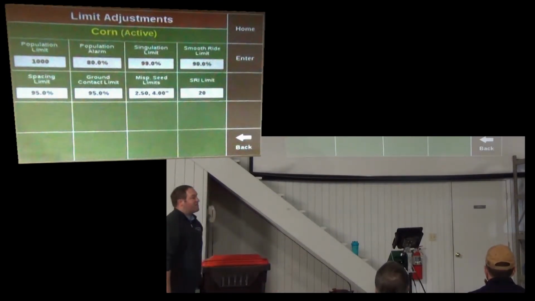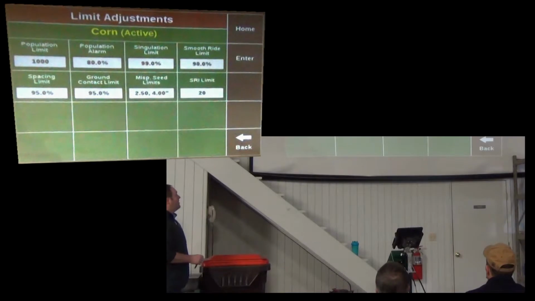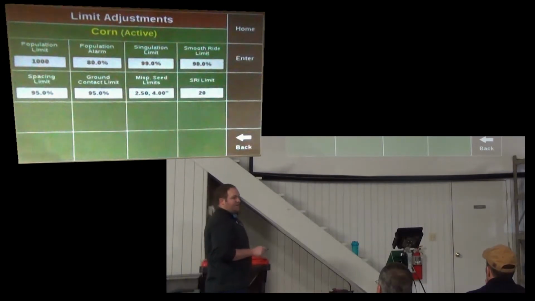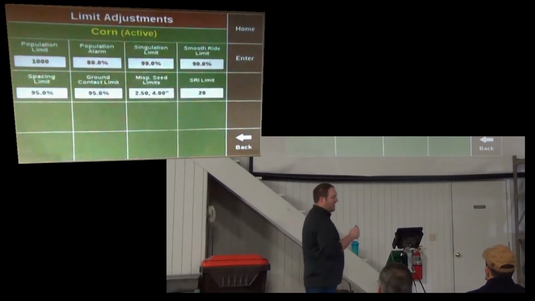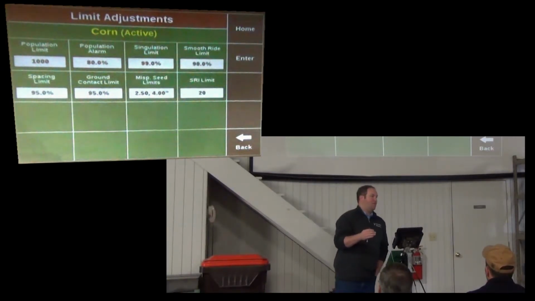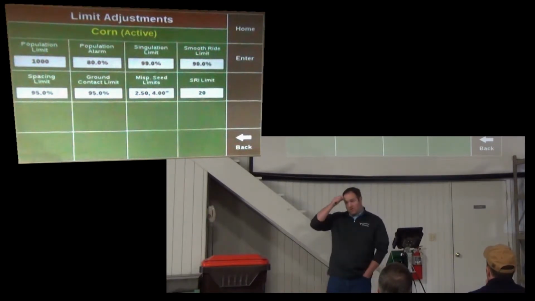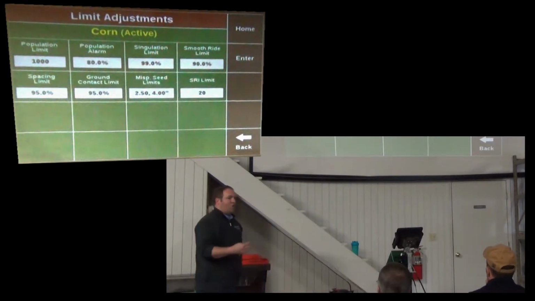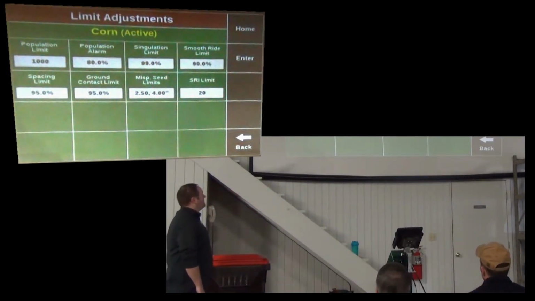Alright, so the first thing is the population alarm. So 80%. Whatever, you can touch any of these boxes and change the number. Population alarm defaults to 80%. So that means when you are planting 80% of your target, you're going to get an audible alarm. It's going to make a sound, whatever sound selection you have. So it's indicating a row fail. In the same way, if you were planting 120% of your target, it would indicate a row fail as well.